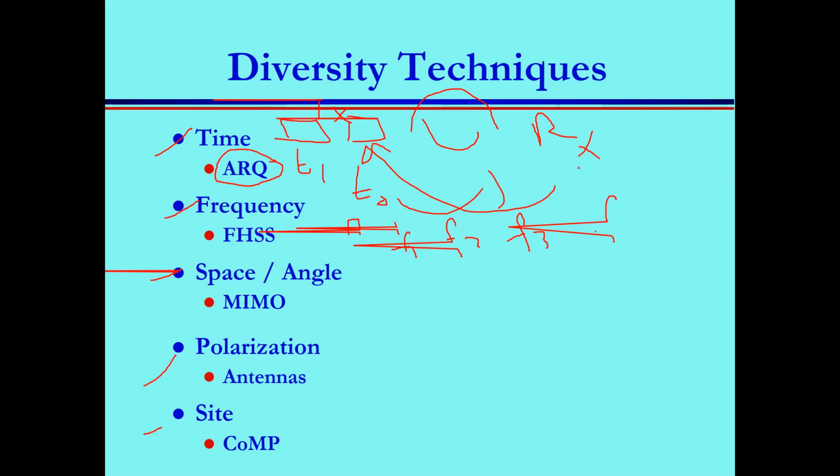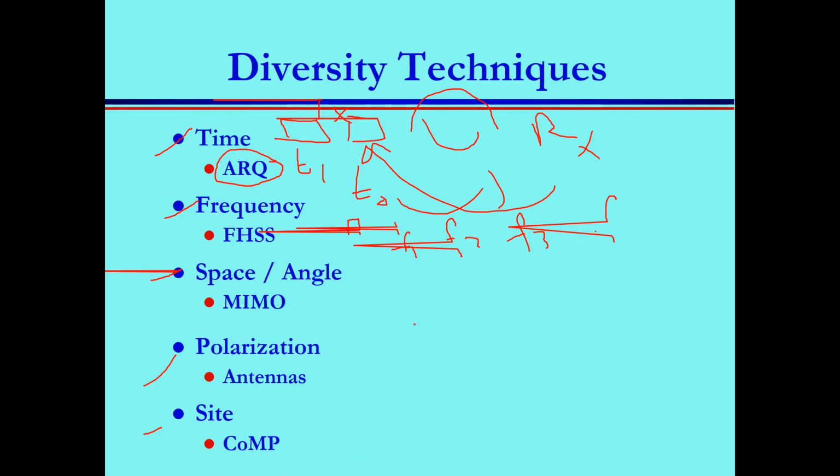This is the basic concept of frequency hopping spread spectrum. As the name implies, you keep hopping over different channels, and therefore your performance is the average of all these frequencies.